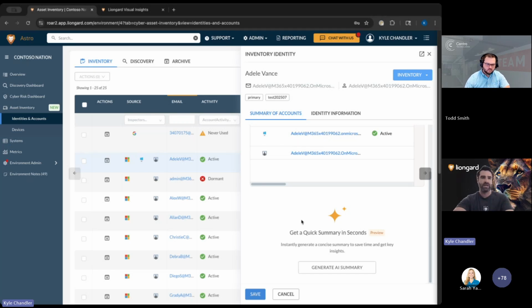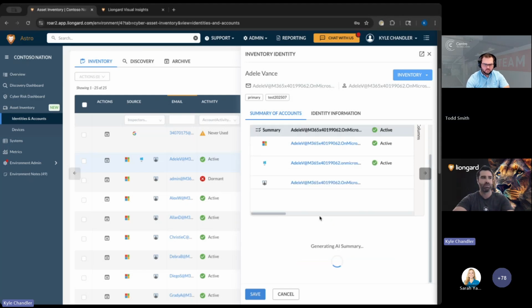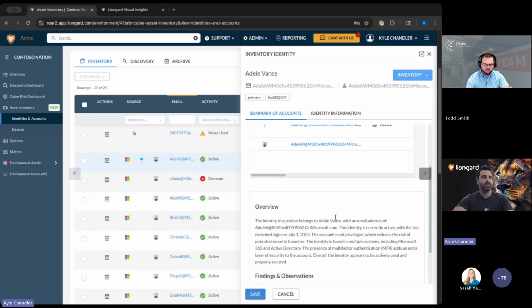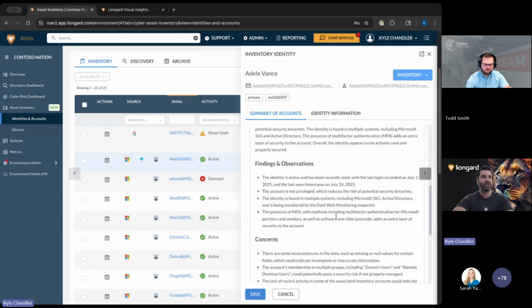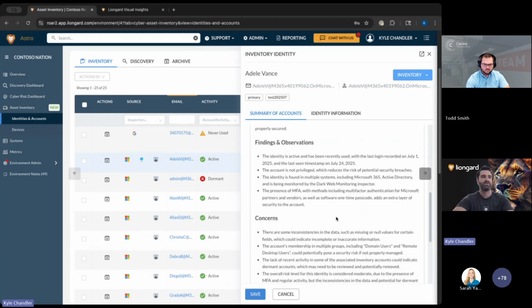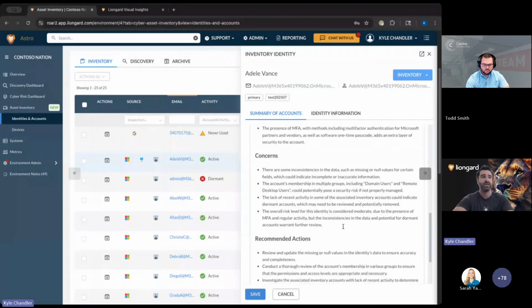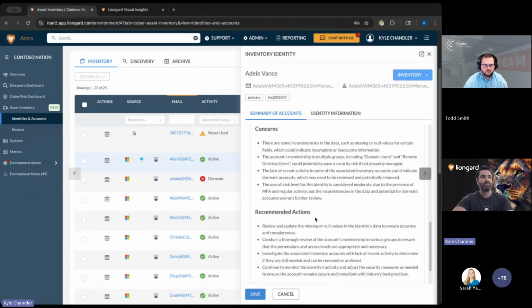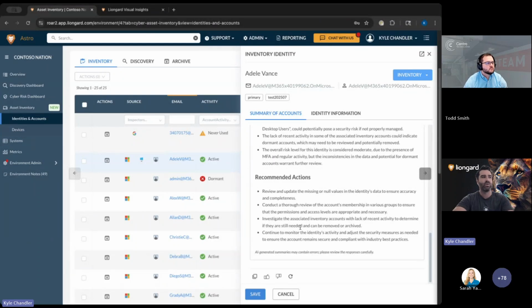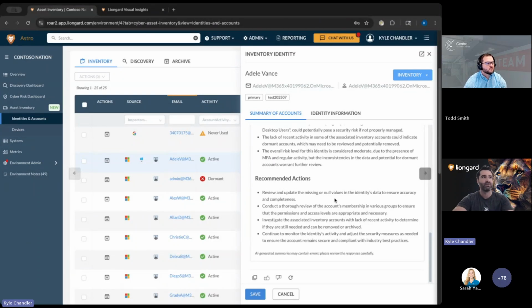So we're able to say, hey, look, tell me about Adele, basically. And this AI summary will pull up the identity, a little bit of an overview, some findings and observations around it, some lists of concerns, again routing back to CIS controls and NIST baked-in security frameworks. And then some possible recommended actions for Adele.